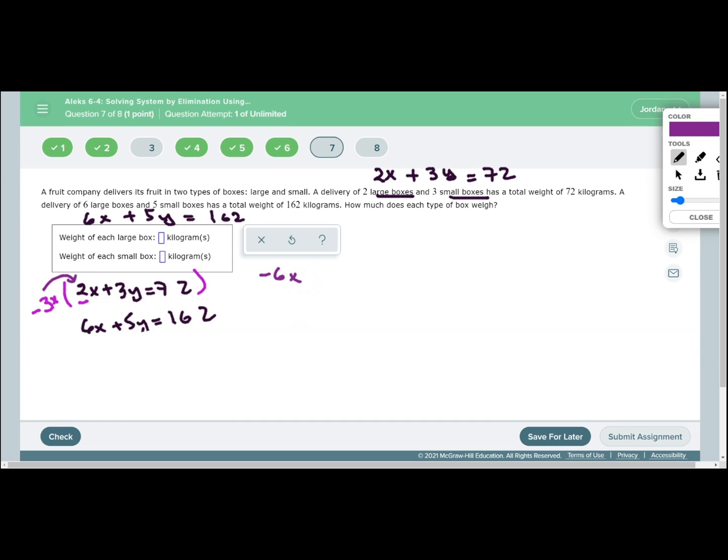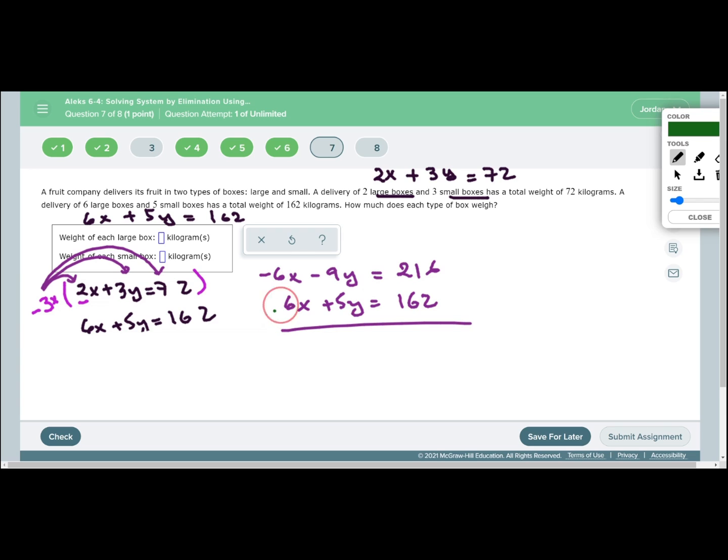That will be -6x minus 9y equal to 3 times 72, 216. Okay, then we bring down the second equation, 6x plus 5y equal to 162. And as you see, the x cancel each other out, the y will give you -4y equal to 216 plus 162. That will be 378. Then we divide by -4 on both sides.